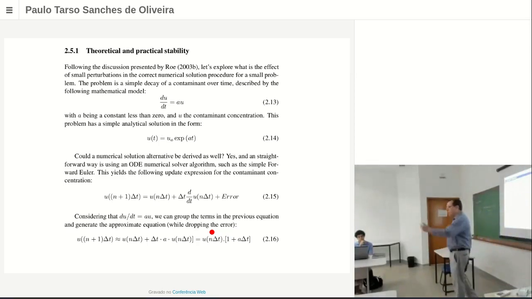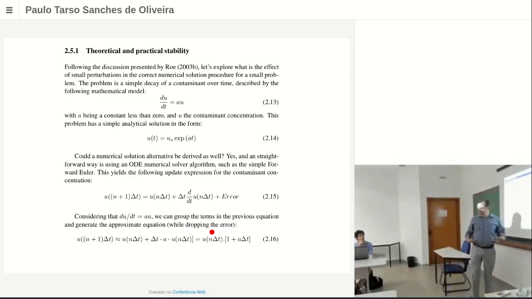You typically don't need to construct a numerical model to solve such an easy problem, but we're doing this just for the sake of demonstrating what instability looks like. Does anyone recognize what is the mathematical foundation that allows me to write what I wrote here? This equation 2.15 comes from mathematical theory. Which theory am I using to write this down? What do you think? Something new: Taylor series. So yes, there is a Taylor series.